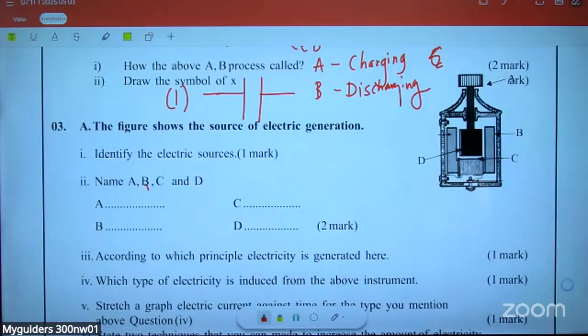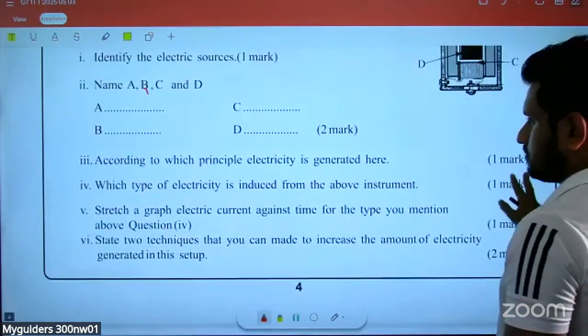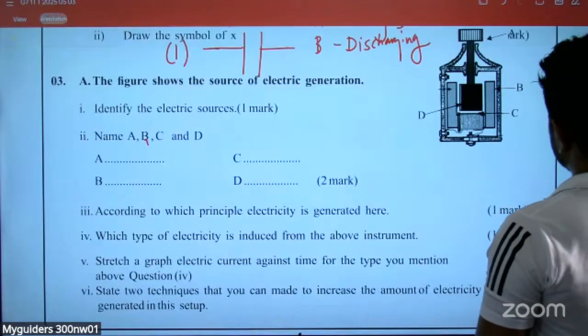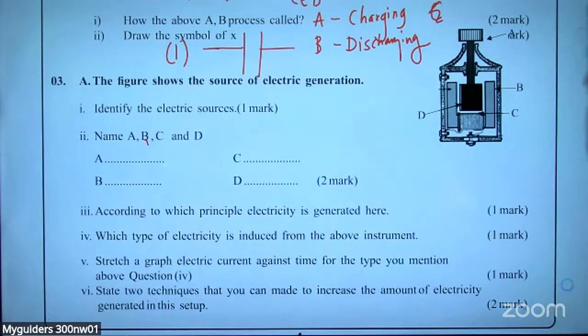Right, okay. Again, refer to this question, question number 3. Hurry up and go through.